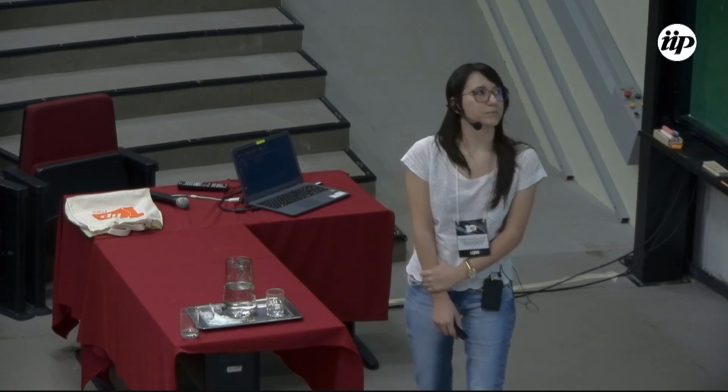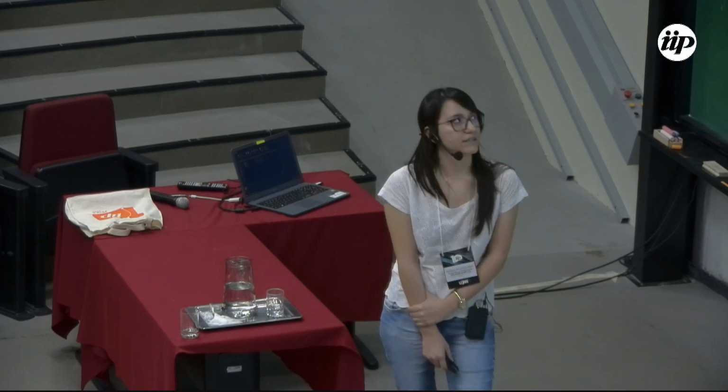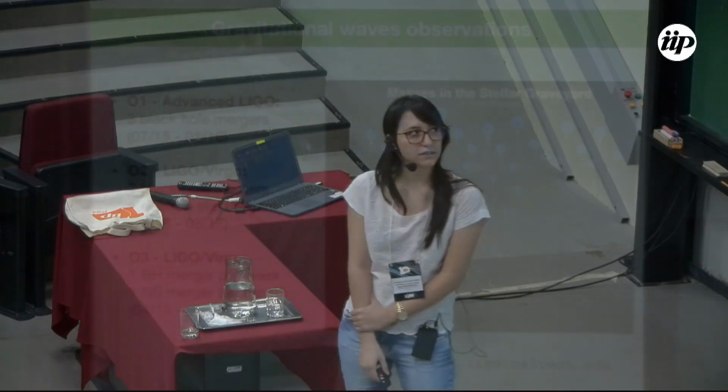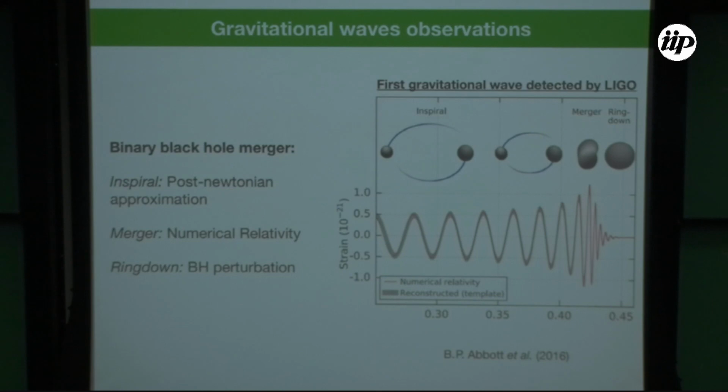LIGO has been running since 2015, and in the first run it detected 3 black hole mergers. In the second run it detected 7 black hole mergers and 1 neutron star merger. And the third run, which started in April, is detecting approximately 1 black hole merger per week and 1 neutron star merger per month. That's approximately that.